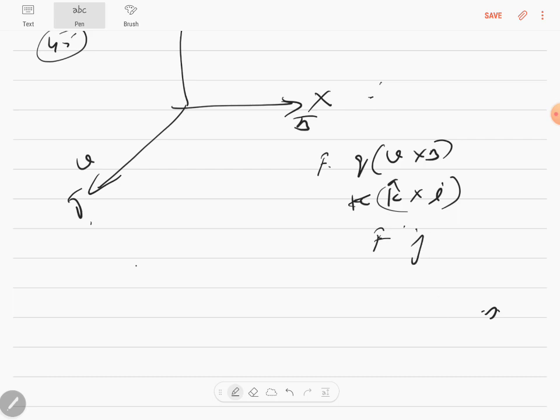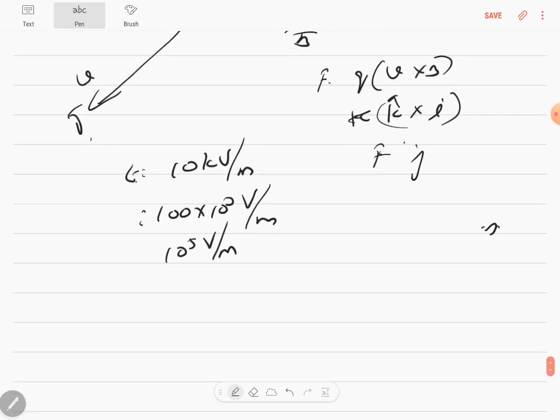And now, a beam of protons passes undeflected with a horizontal velocity v through a region of electric and magnetic field, mutually perpendicular to each other and normal to the direction of the beam. If the magnitudes of the electric and magnetic fields are 100 kilovolt per meter, that is 100 into 10 to the power 3, which is 10 to the power 5 volt per meter, is the electric field. The magnetic field is 50 millitesla, which is 50 into 10 to the power minus 3 tesla.